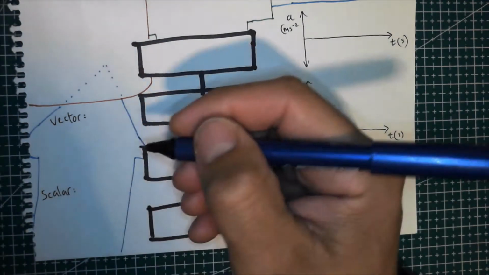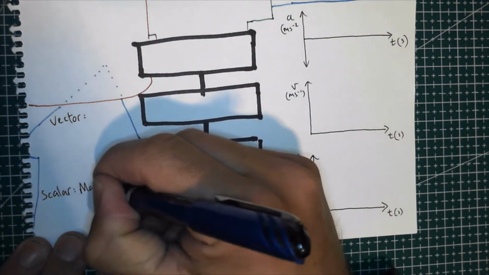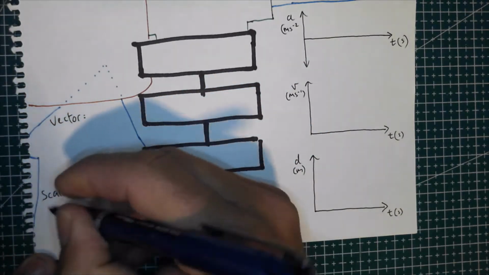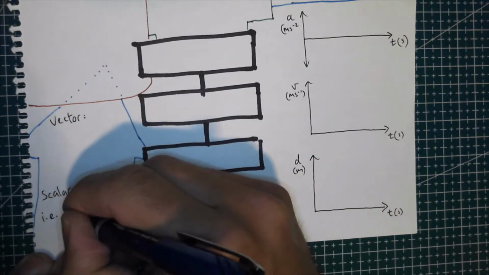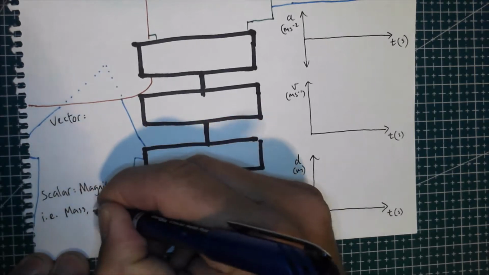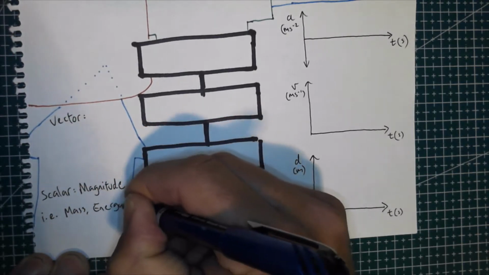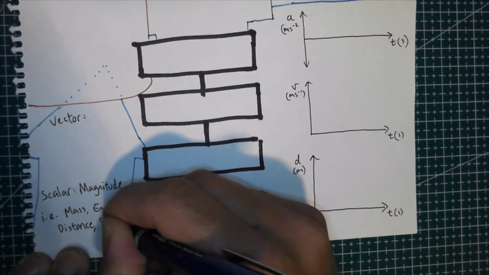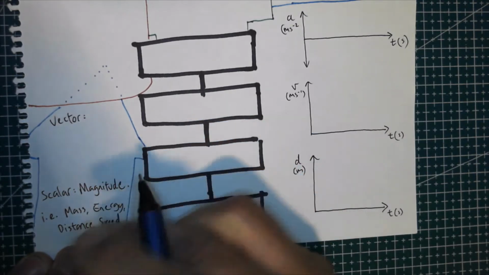So a scalar is any quantity that only has magnitude. So it only has a value, is basically what that means. There's lots of different examples of this. You've got mass, energy, distance, and you've got speed. These are all examples of scalars. They only have a value.